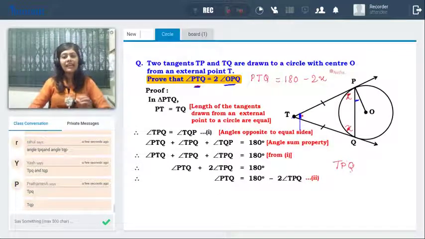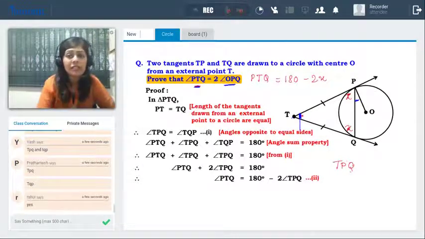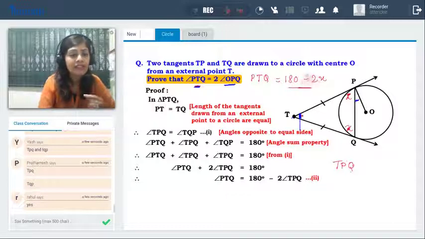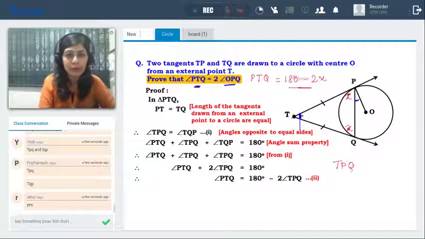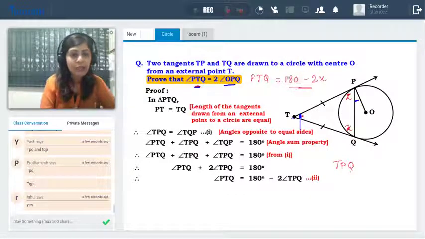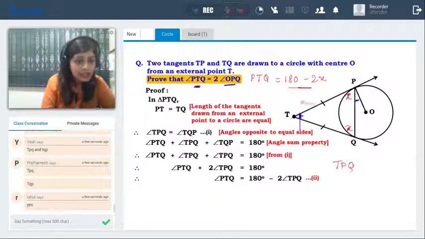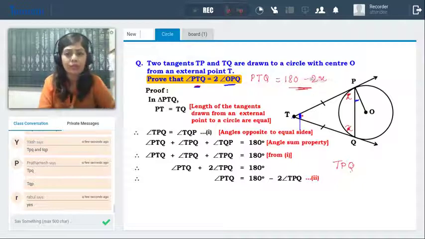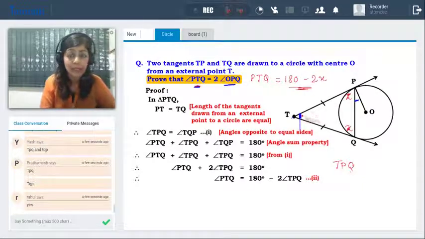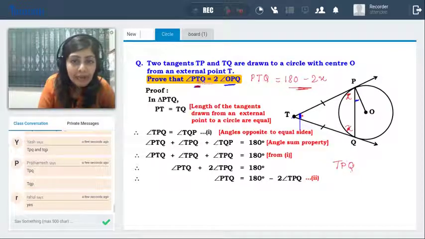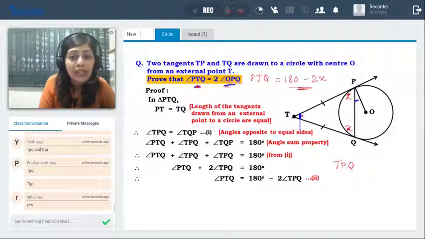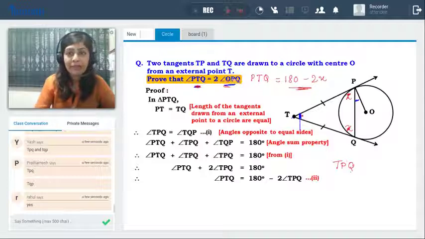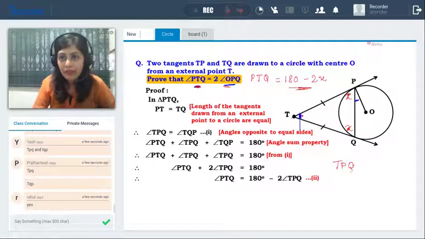Anyone who has not understood this step, I would like you to comment in the chat box. Anyone who doesn't understand why PTQ is 180 minus 2x. Since I see no answer, I believe everyone has understood. Students, just a simple angle sum property. Now pay attention. We need PTQ equal to 2 times OPQ.